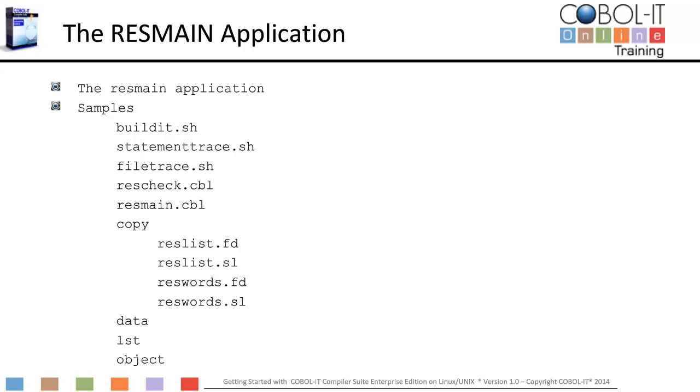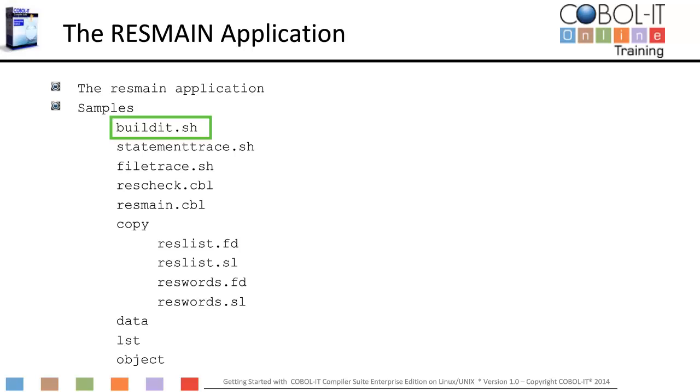For our exercises, we are using the RESMAIN application, which consists of two COBOL programs named RESMAIN.cbl and rescheck.cbl. We also have scripts, in which we will show the usage of compiler flags and environment variables. The RESMAIN application also has a directory structure that we will use to reinforce key concepts about locating copy files and data files.